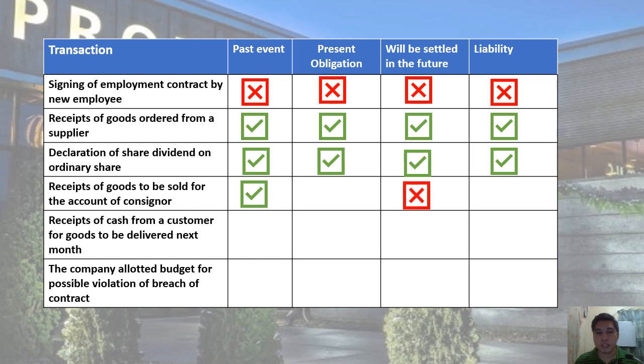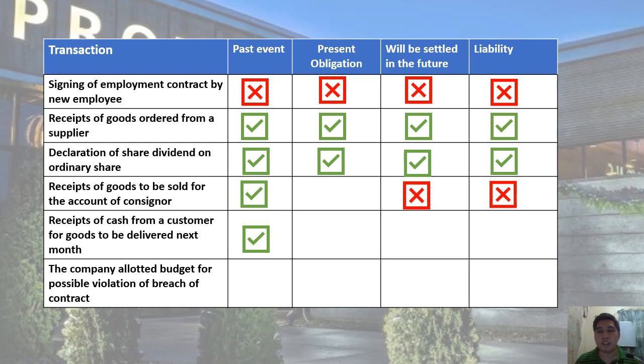But for present obligation, the answer is no, because we have no present obligation to pay our consignor. Why? We are not required to pay our consignor yet because we are just required to sell it to our client, and whatever the proceeds should be remitted to our consignor. Since we are not required to pay our consignor yet, kailangan pa nating mabenta, or we need the item to be sold before we pay our consignor. Therefore, we don't have a present obligation.